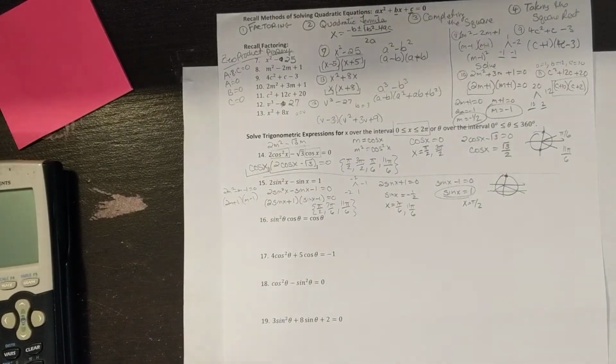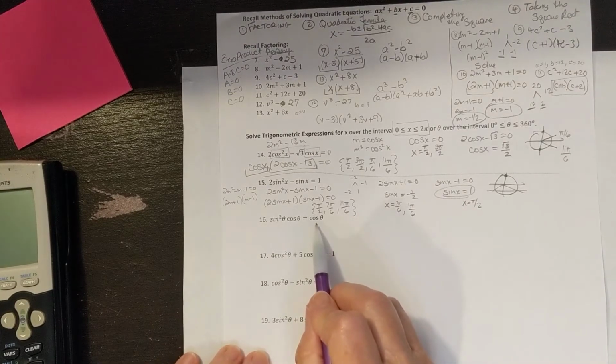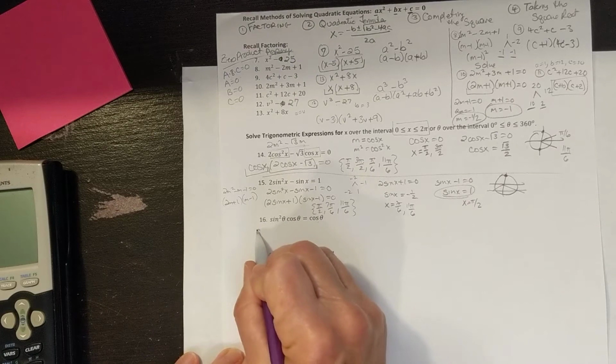All right, the next one, what is the deal with this guy? He's got two different trig functions in him, so we have to figure out how to deal with that. But factoring saves the day. We don't have to rewrite anybody into one type of function. Let's get a 0 on one side and see what we can do.